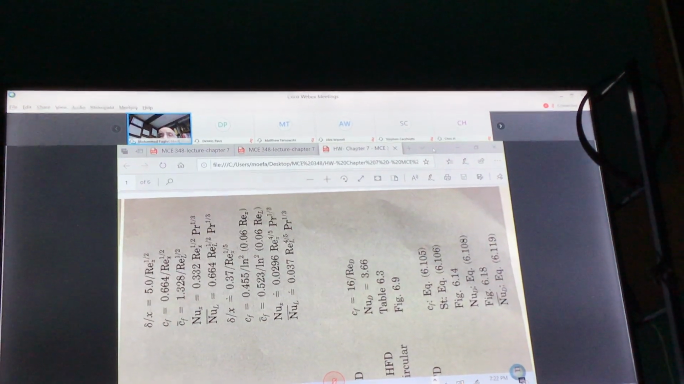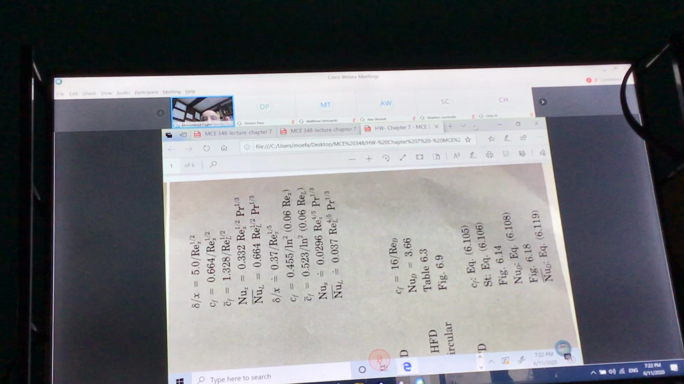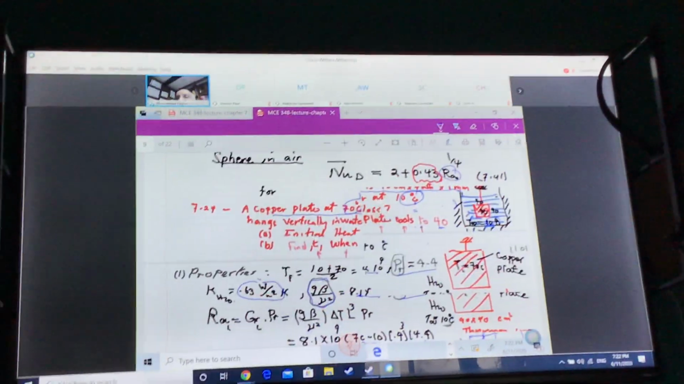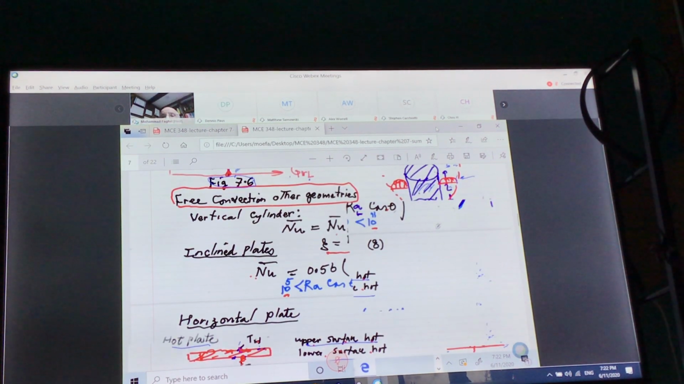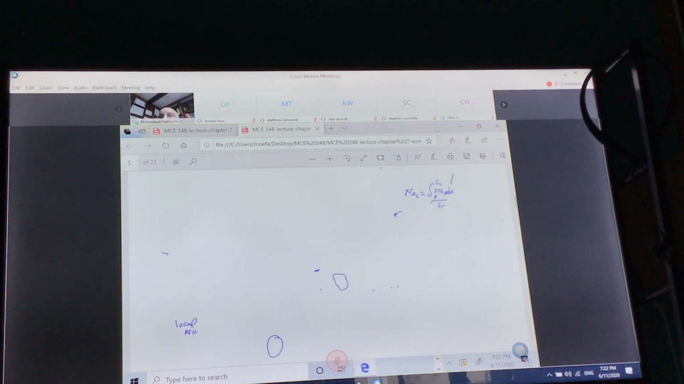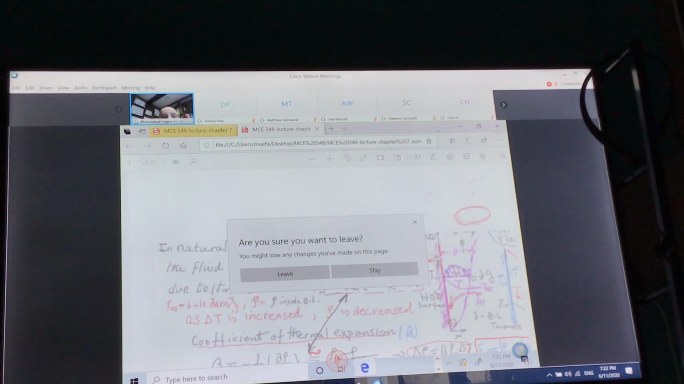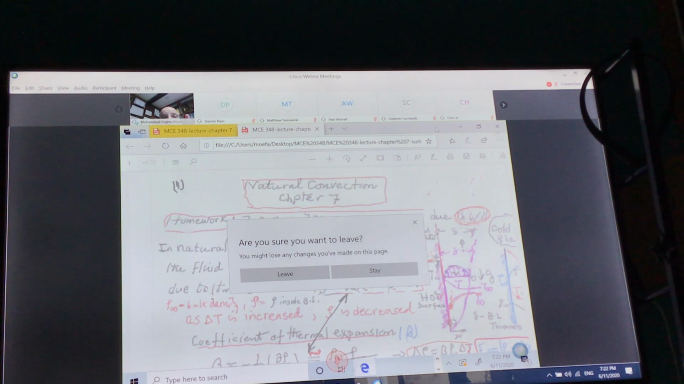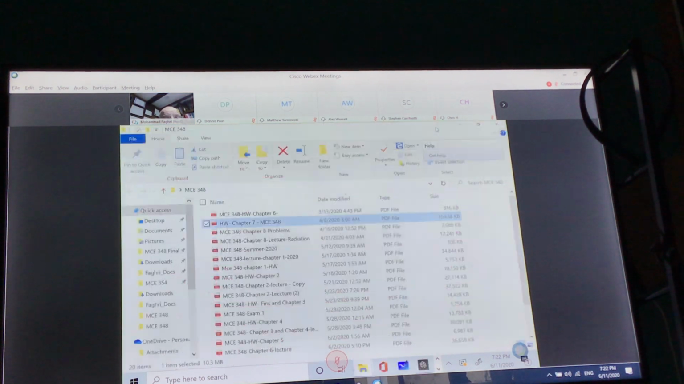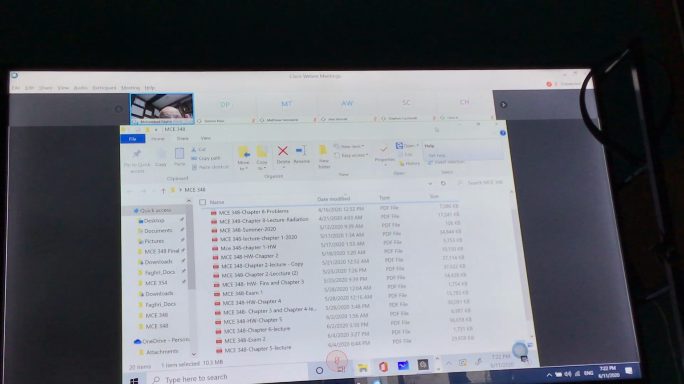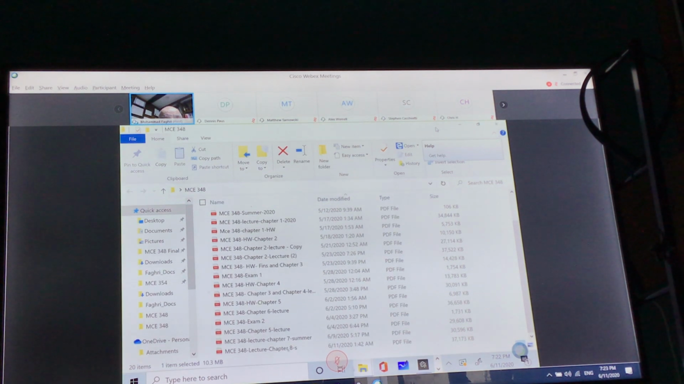Okay? Let's see whether I have it here. Let's get rid of this. Everybody, if you want to get ready for chapter 8, okay. So I want everybody to go to chapter 8.